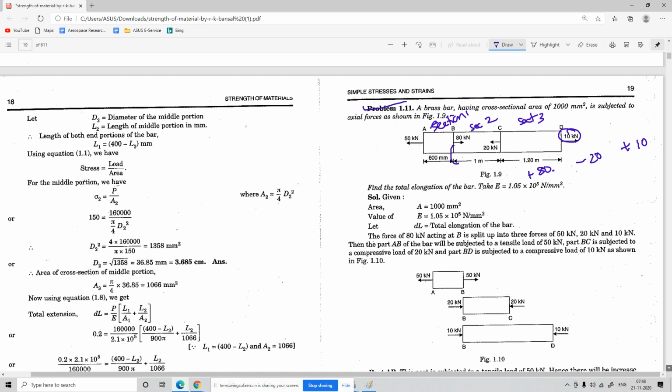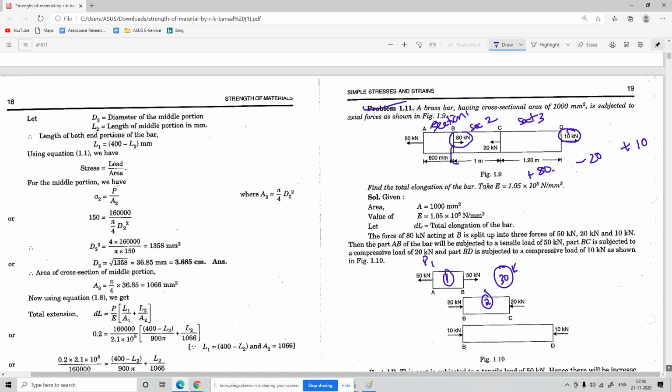Now we need to split the bar into sections to see how much force is acting on each cross section. When considering the first section, we have around 50 kilonewton in the tensile direction. This is section 1. We need to keep the load the same on both sides. If we have 80 and cancel out 50, how much will be remaining? 30. Now let's consider the second element, where we have the 30 remaining.